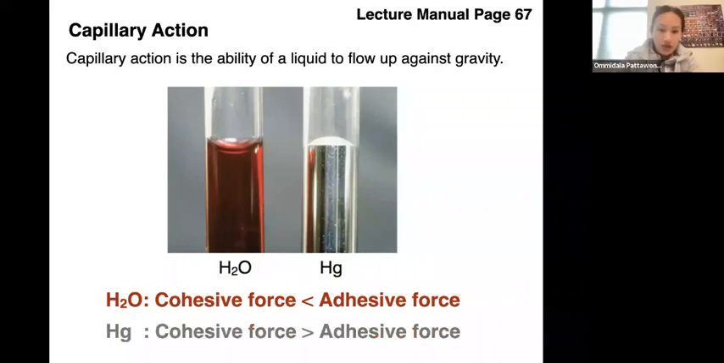Whereas if you're looking at mercury, the cohesive force between mercury atoms is stronger than the adhesive force between the mercury and the surface of the tube. Therefore, in this case, you are going to observe the convex meniscus.